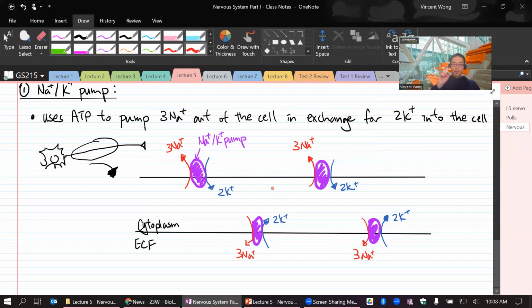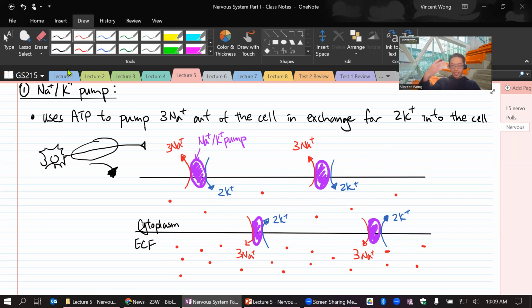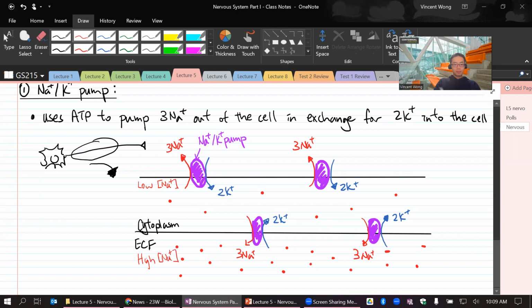So the sodium-potassium pump is pumping sodium out, which means on the inside, we're not going to have too much sodium, right? But on the outside, we will have more sodium. Same thing for the top, but I'm just going to keep it simple like this. So relatively speaking, on the inside of the cell, in the cytoplasm, we will have low concentration of sodium. That's what the square bracket means. And then on the outside, we would have high concentration of sodium.